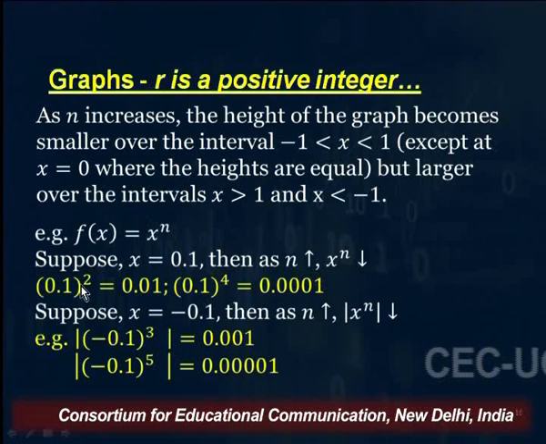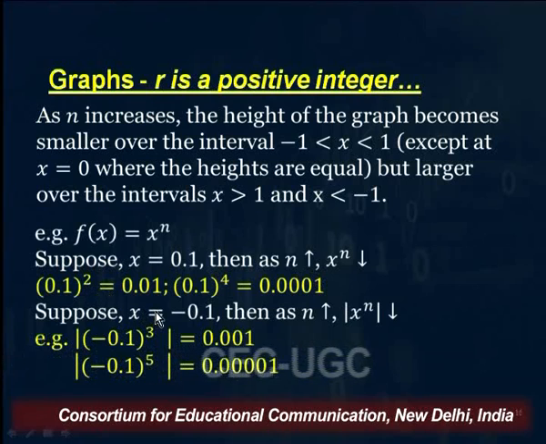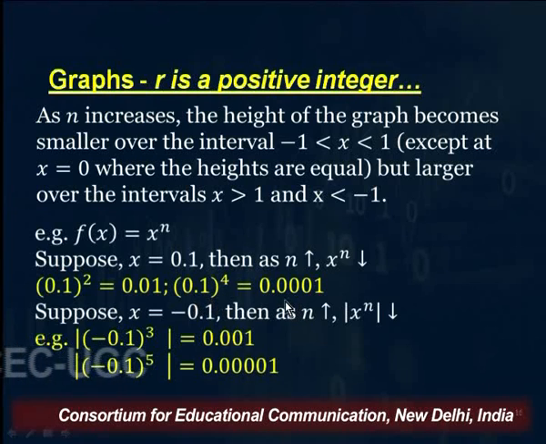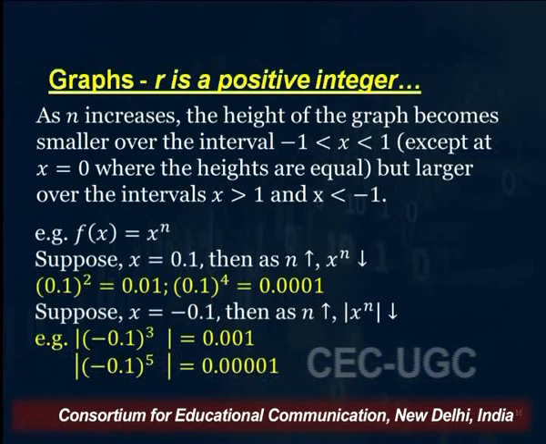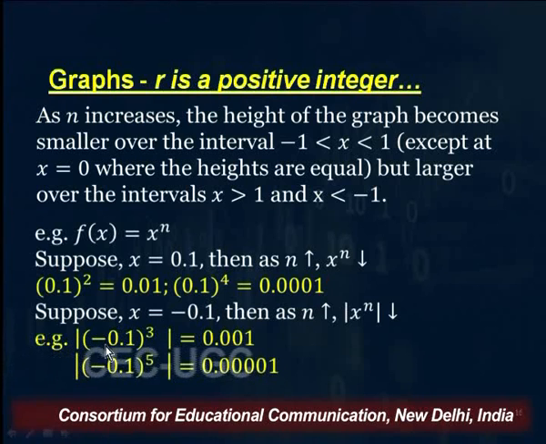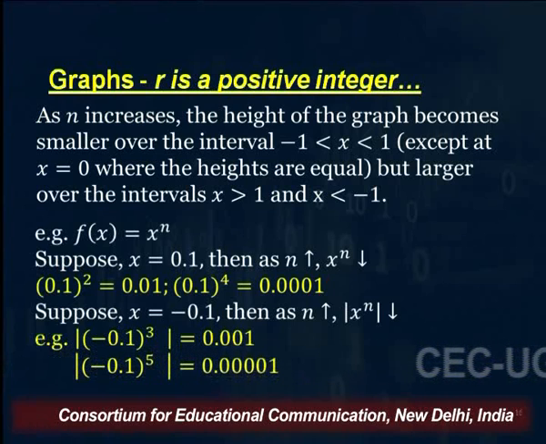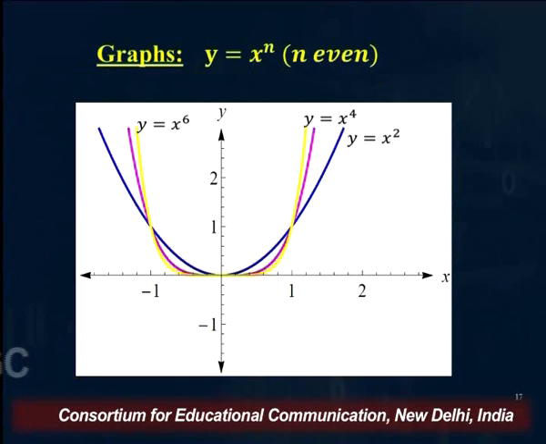So, for example, I've put in a particular calculation here. If I take 0.1 squared, that is going to be equal to 0.01. But if I take 0.1 to the power 4, that is going to be a lower number, because if we take any number between minus 1 and 1, the higher the powers become, the smaller that number becomes in absolute value. This is also true for any number between minus 1 and 0.